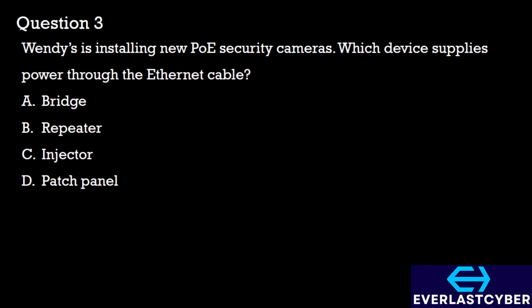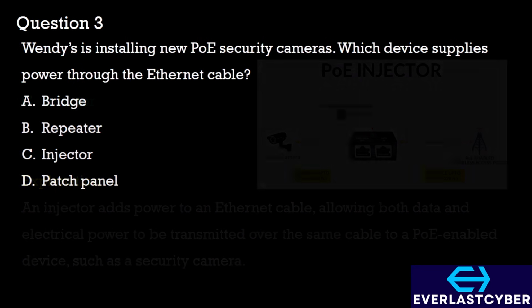A bridge is used to connect and filter traffic between 2 network segments, but it does not provide power over Ethernet. A repeater is used to regenerate and amplify signals over long distances, but it does not supply power. An injector adds power to an Ethernet cable, and it also allows data and electrical power to be transmitted over the same cable, while a patch panel is used for organizing and connecting multiple network cables, but it doesn't provide power over Ethernet. So for this, we'll be going with option C, the injector.